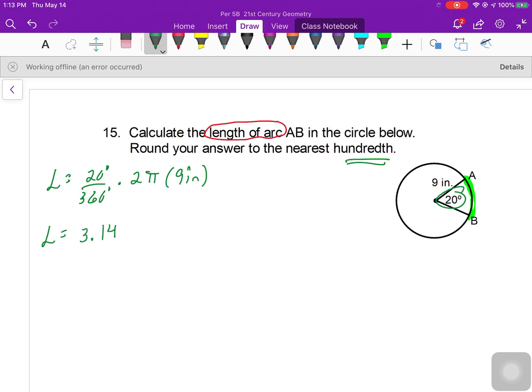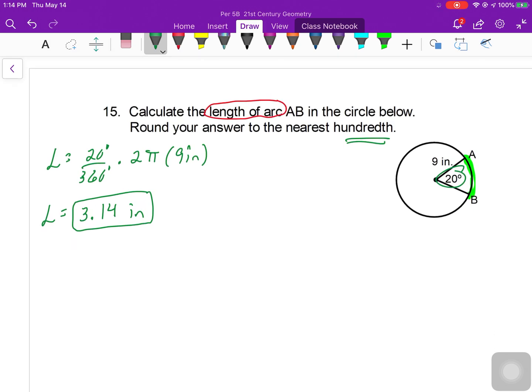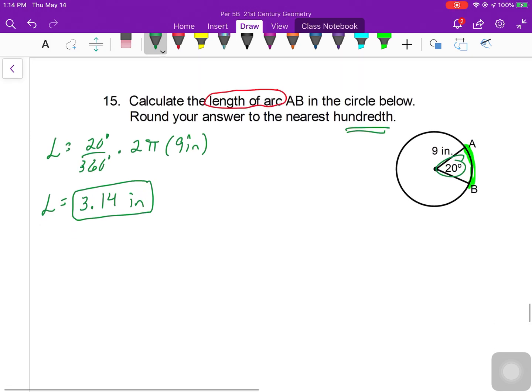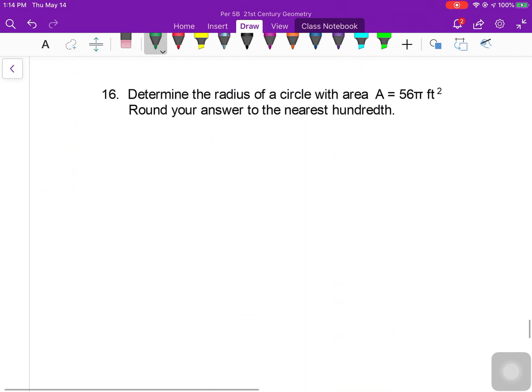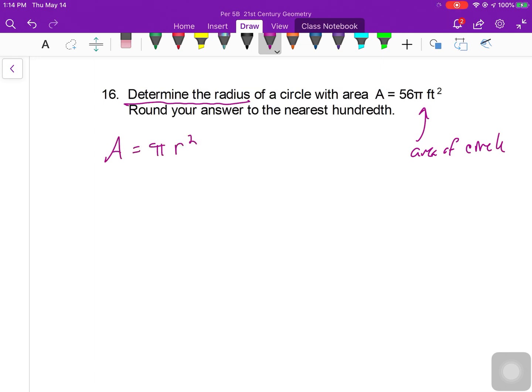Yet again, they've asked us to round to the nearest hundredth. So when we put this whole thing into our calculator and we round to 2 decimal places, we come up with 3.14 inches. Notice the units on arc length are just linear units. They are not squared. Let's try another problem. This one's a little different. In this one, they've asked us to determine the radius, and they gave us the area of the circle.